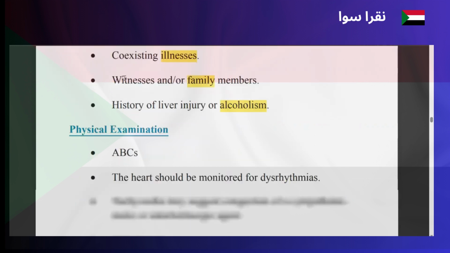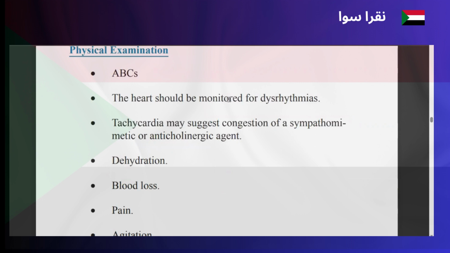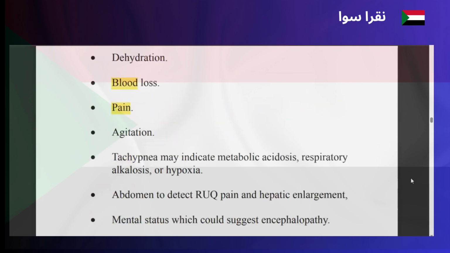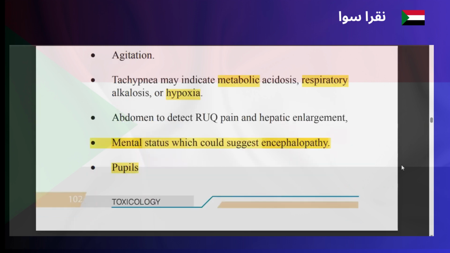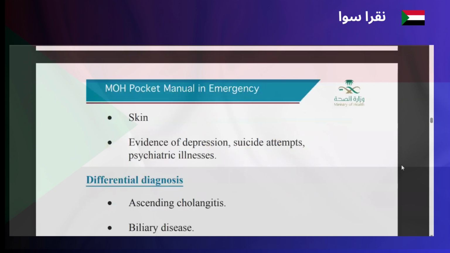The physical examination: ABCs, and the heart should be monitored for dysrhythmia. Tachycardia may suggest ingestion of a sympathomimetic or anticholinergic agent, dehydration, blood loss, pain, or agitation. Tachypnea may indicate metabolic acidosis, respiratory alkalosis, or hypoxia. Examine the abdomen to detect pain and hepatic enlargement. Mental status could suggest encephalopathy. Examine the pupils and the skin, and look for evidence of depression, suicide attempts, and psychiatric illness.